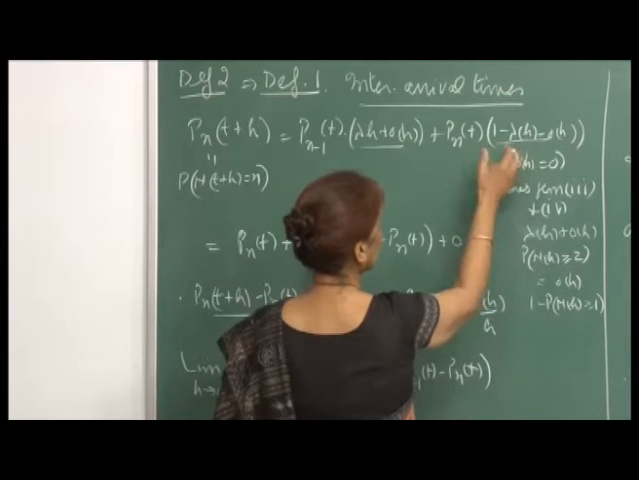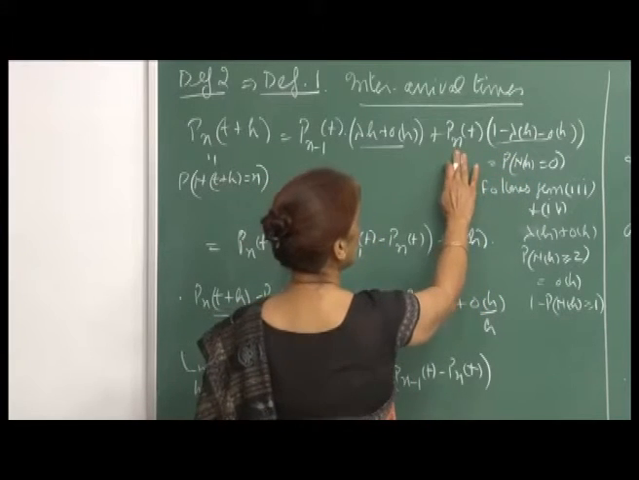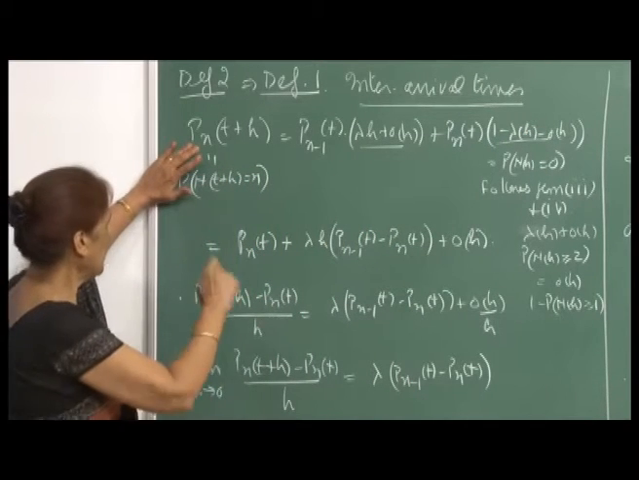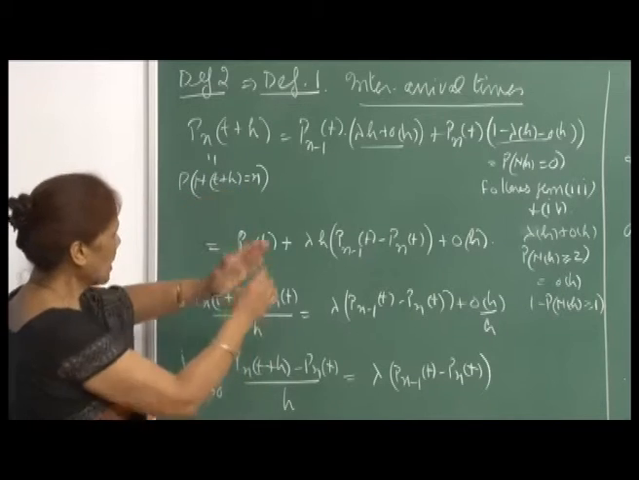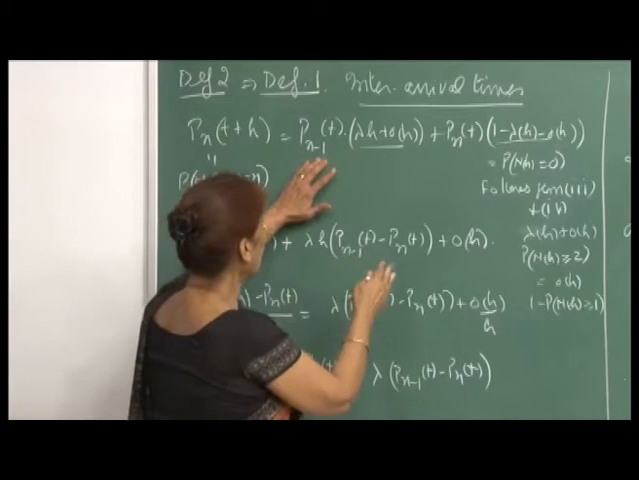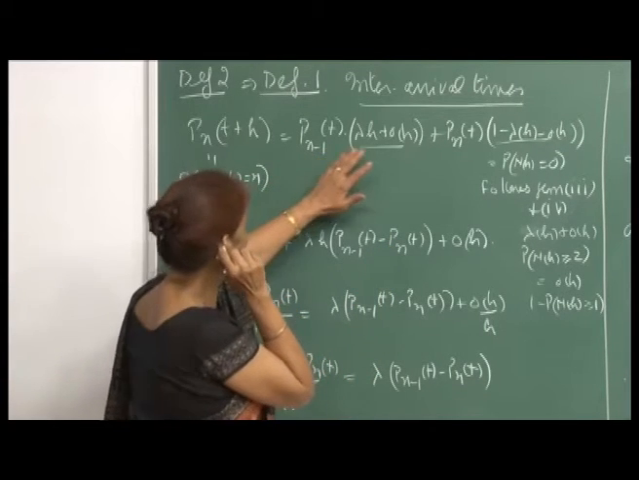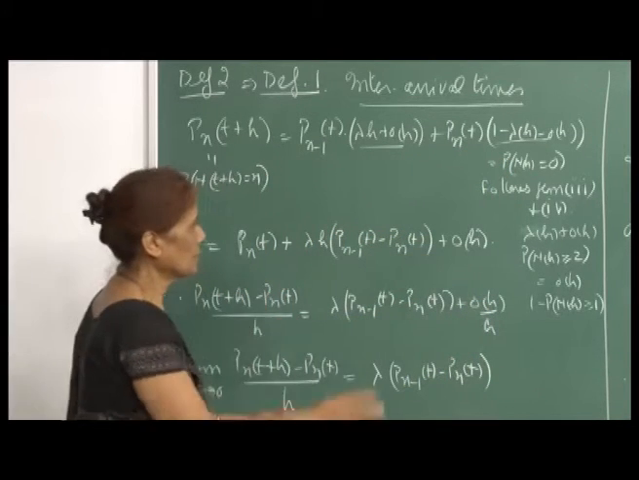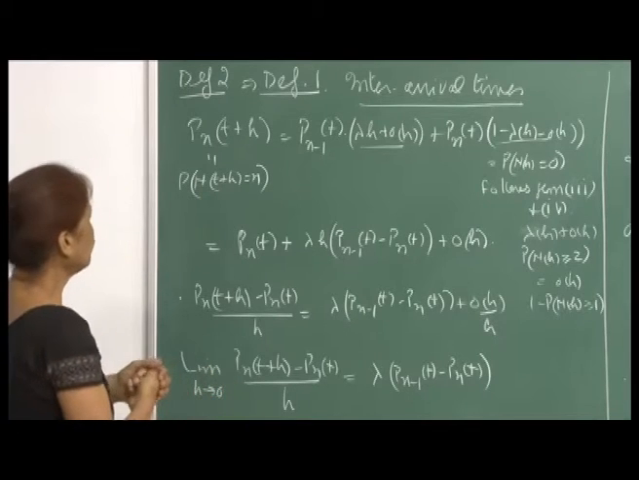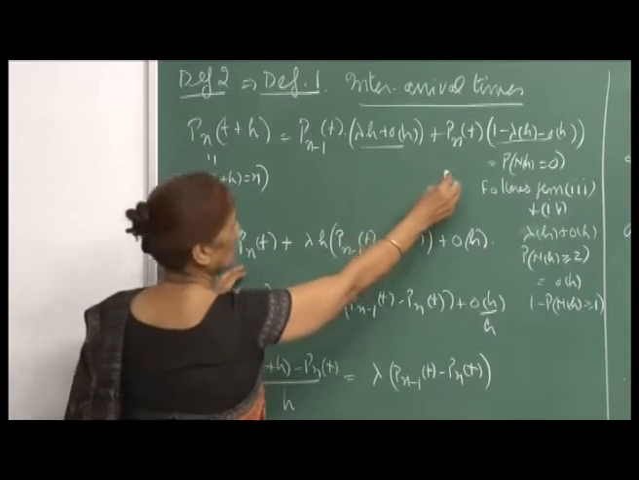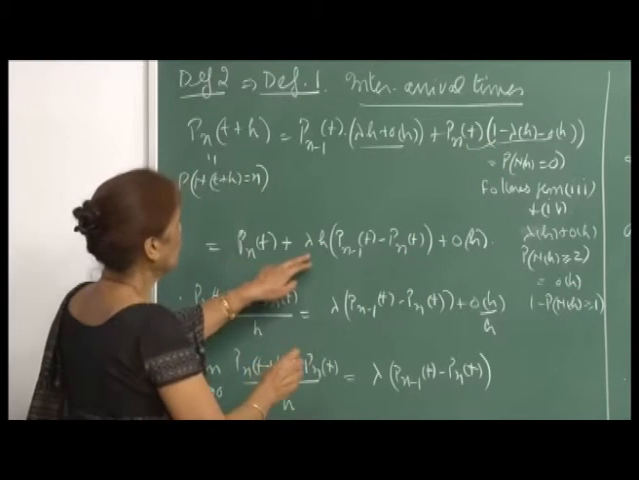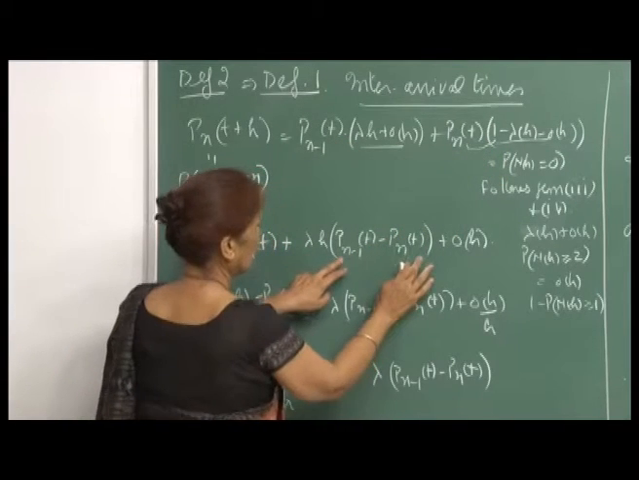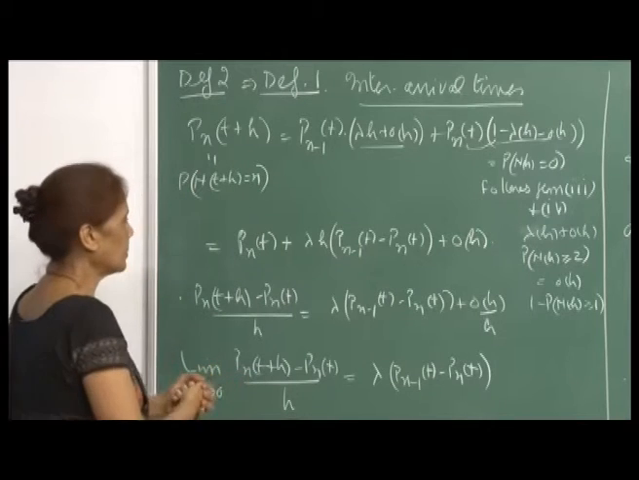Again, by independence of events, independent increments, this will be P_n(t) into this. This is how you can describe n events in time up to t plus h, by breaking up the event into the number of arrivals up to time t and then n minus 1, with one arrival in time h, or n arrivals up to time t and no arrival in time h. If you simplify this expression, P_n(t) is coming from here, plus lambda h times P_{n-1}(t) minus P_n(t), plus all terms of higher order of h.